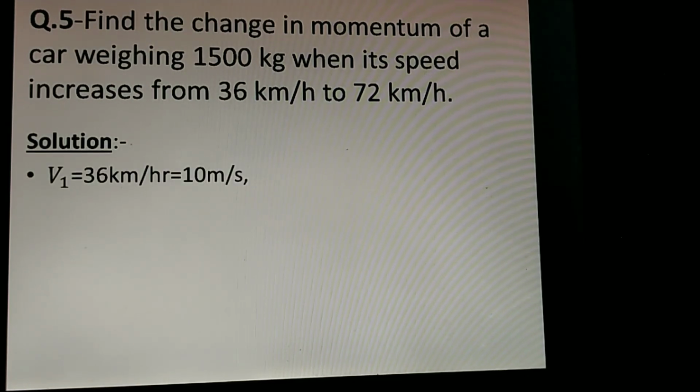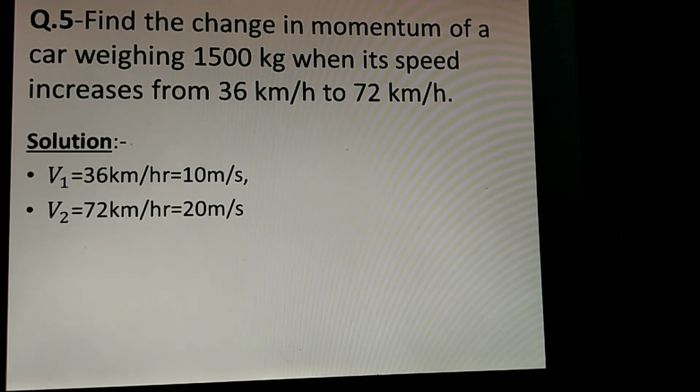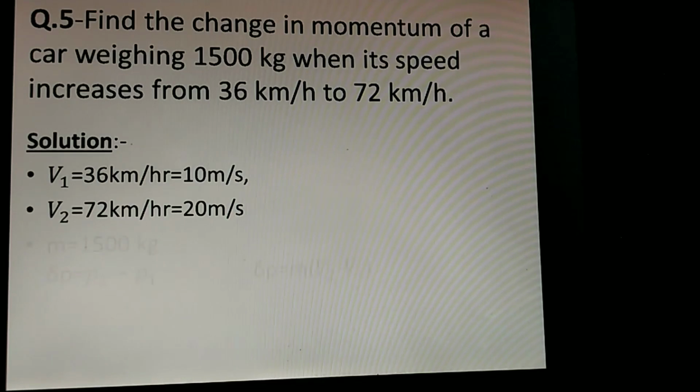V1, that is the initial velocity, is given here as 36 kilometer per hour, which is 10 meter per second. Listen, this kilometer per hour gets changed into meter per second because the SI unit of velocity or speed is meter per second. So we changed the kilometer per hour. So V1 will be 10 meter per second. Now we will substitute the value in meter per second instead of kilometer per hour in the formula. Now V2 is 72 kilometer per hour, that is 20 meter per second.